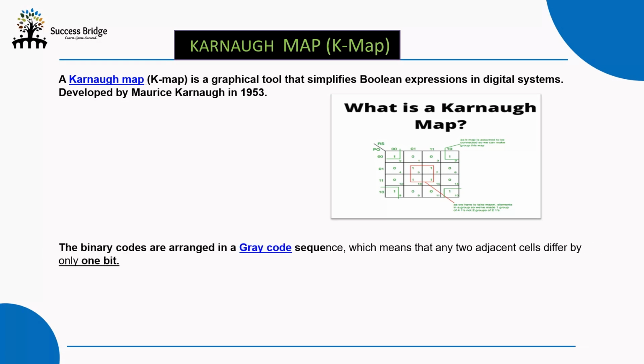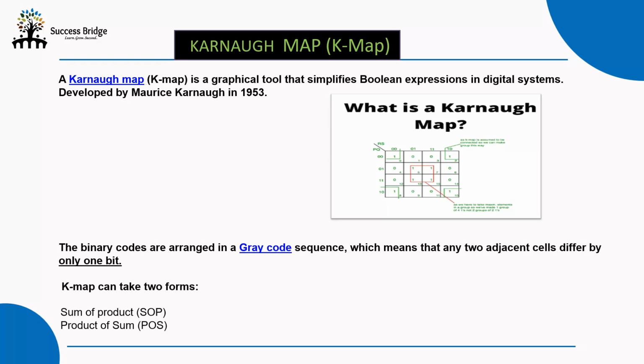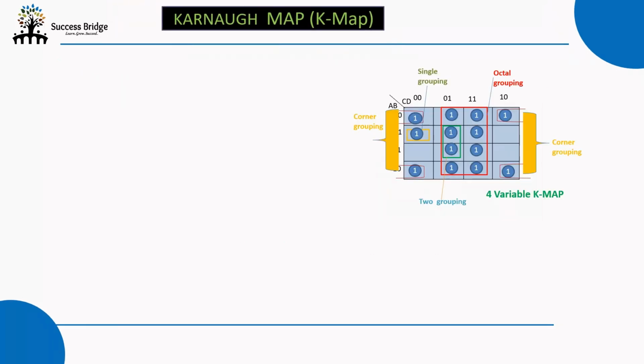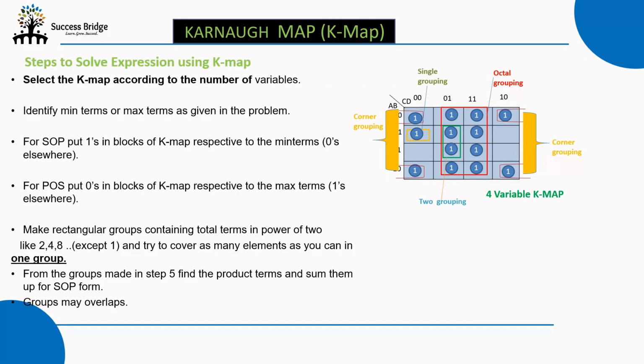Here K-Map has two forms. The first form is SOP, sum of products. Next is POS, product of sums. Here we have some steps to solve the expression by using the K-Map. Let's see the steps. The first step is to select the K-Map according to the number of variables. When the number of variables is given in the problem, by seeing the variables we can select the K-Map accordingly.